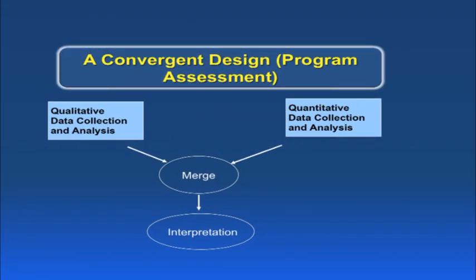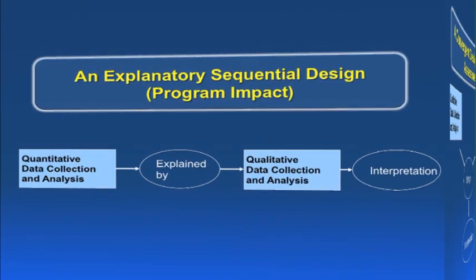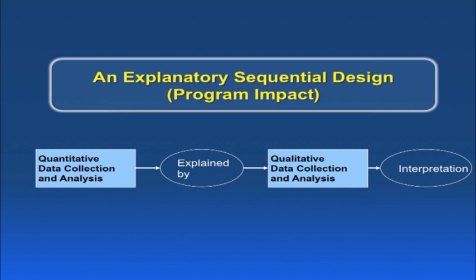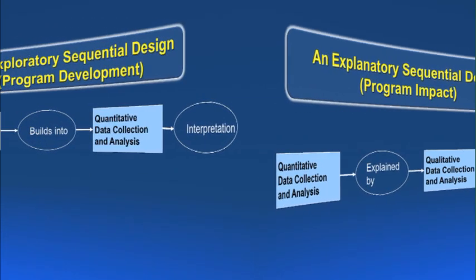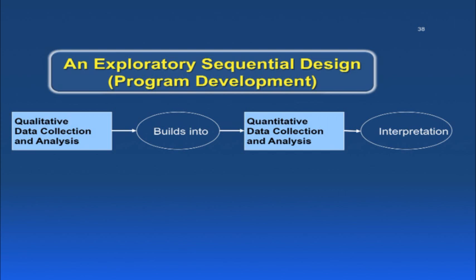We call this one a convergent design, where we're going to bring these two databases together. I think this is often used in program assessment. Or we're going to look at the impact of a program, gather quantitative data, and then explain it with qualitative data. Or we're going to start qualitatively to explore and then build something like an intervention or an instrument, and then quantitatively test this out. Exploratory sequential design.